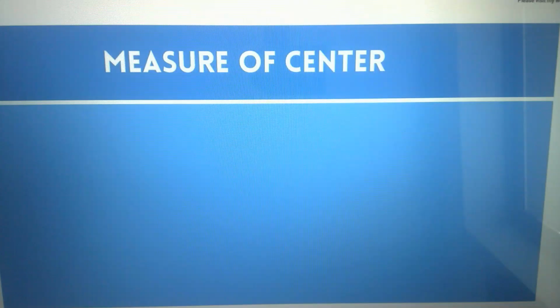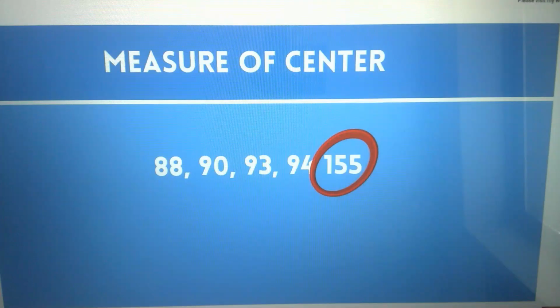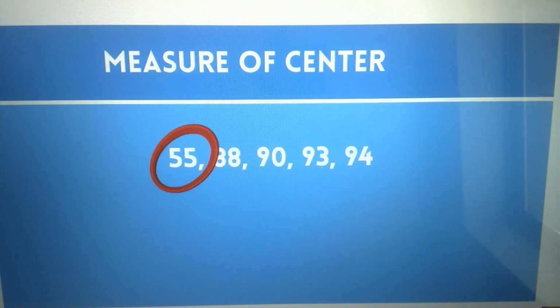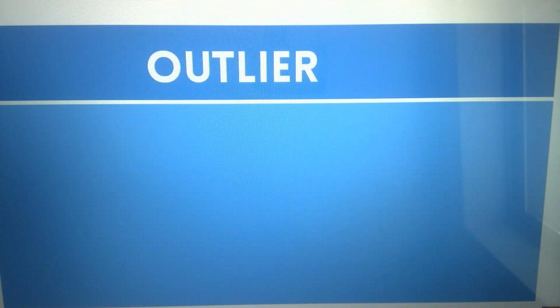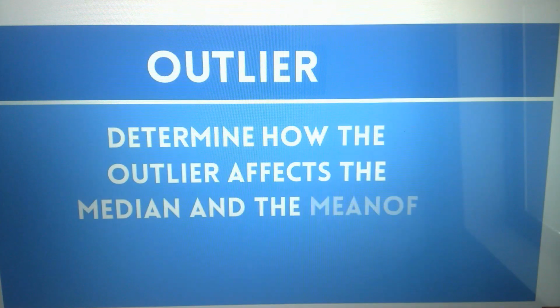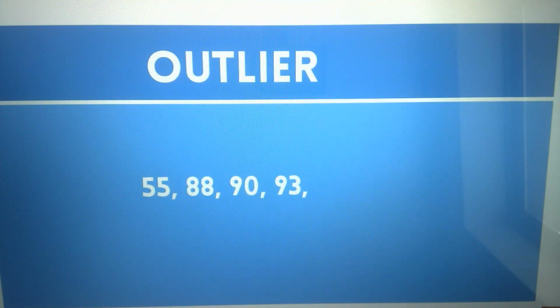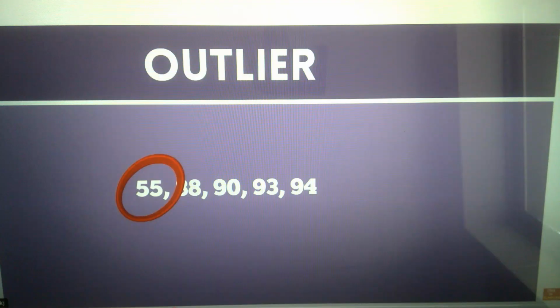An outlier is when one data value is much greater or much less than the rest of the data values in the set. An outlier may affect a measured center. Determine how the outlier affects the median and the mean in the following quiz scores: 55, 88, 90, 93, 94. Let's first identify the outlier.